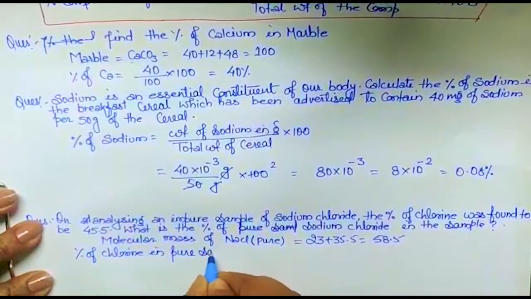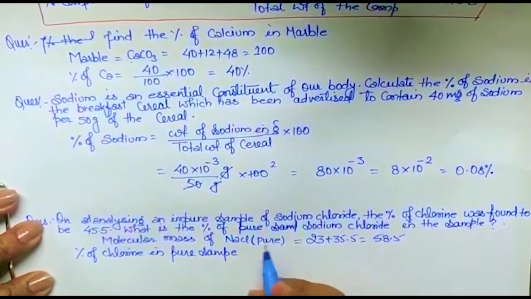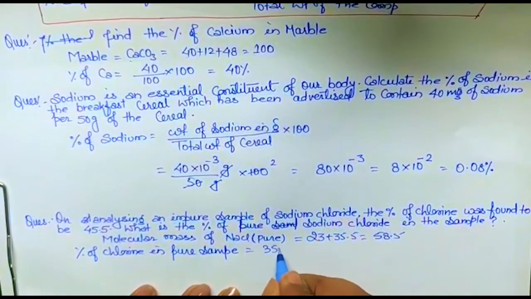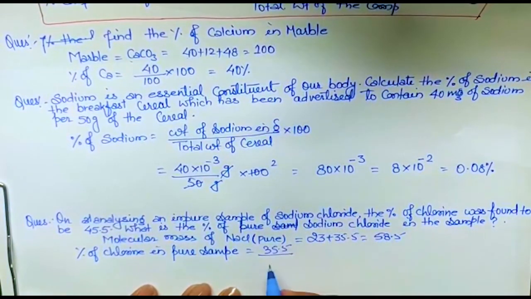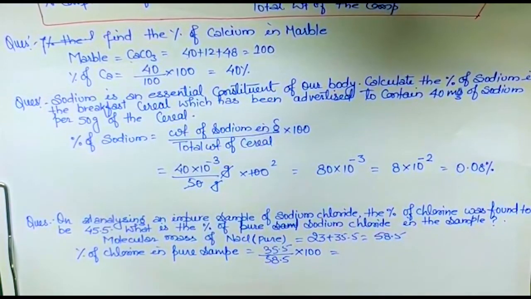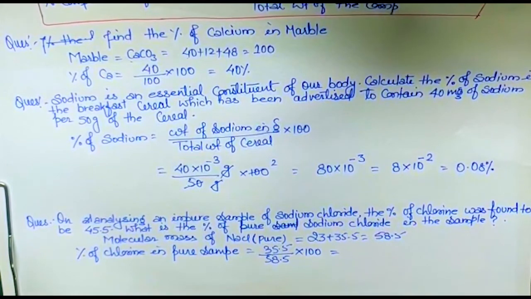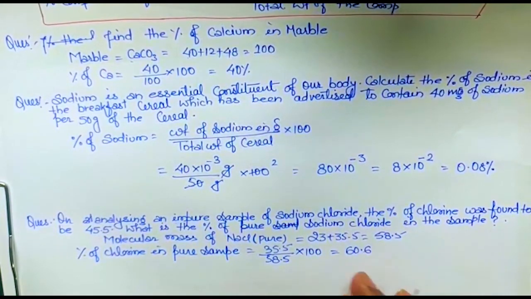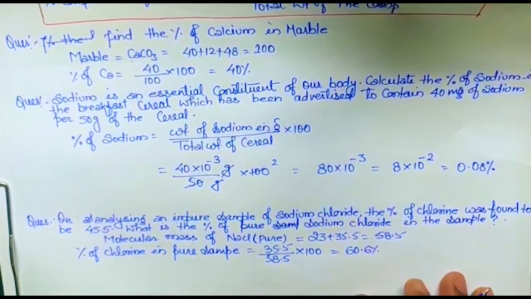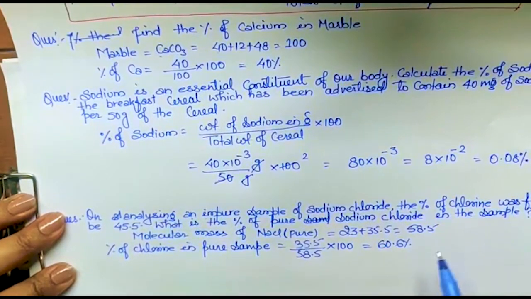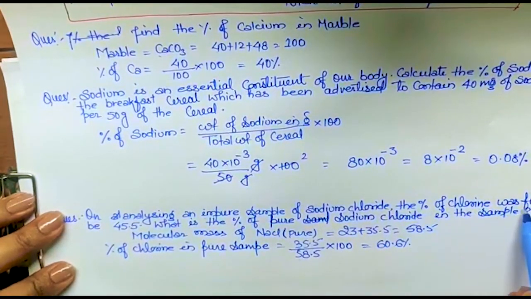How will you find it? Yes, weight of chlorine, that is 35.5, isn't it, upon total weight, that is 58.5, into 100, isn't it? So solve it. This comes to 60.6%.